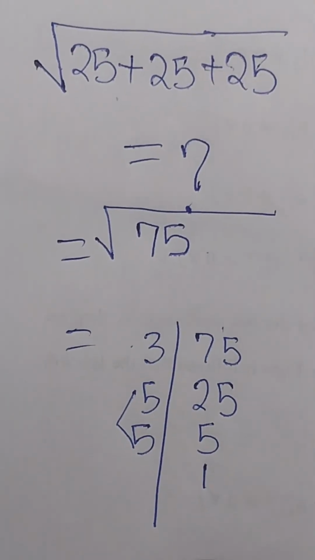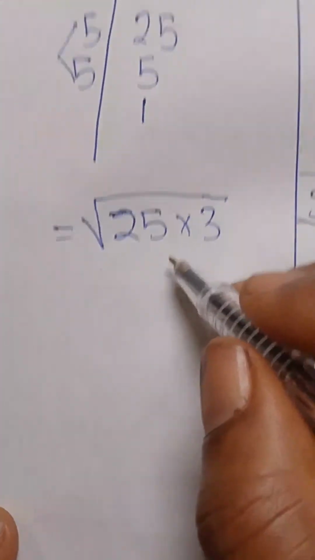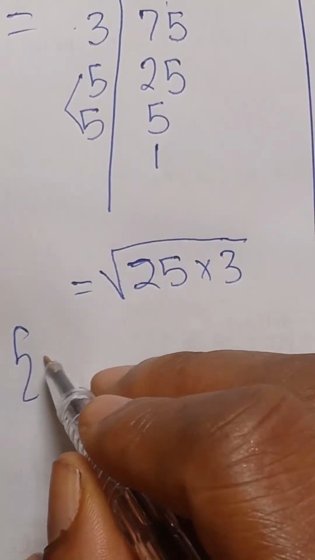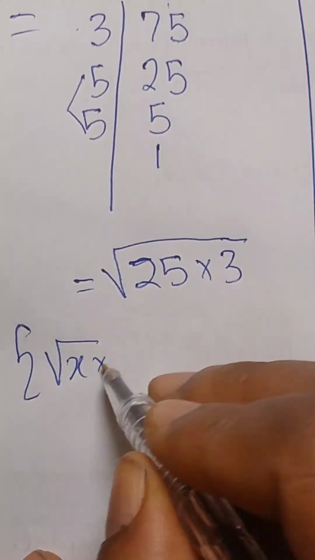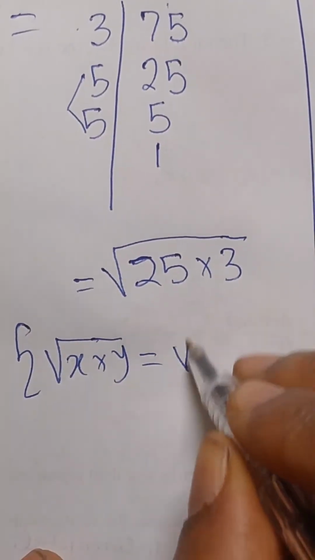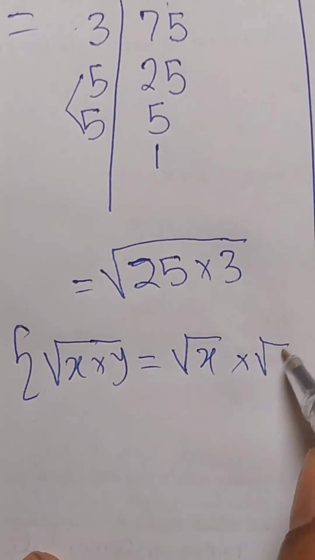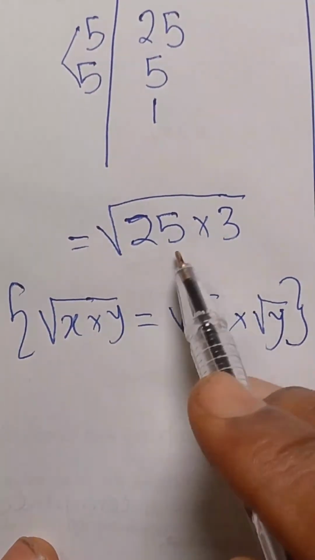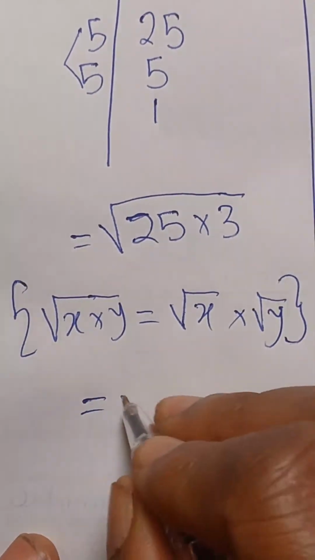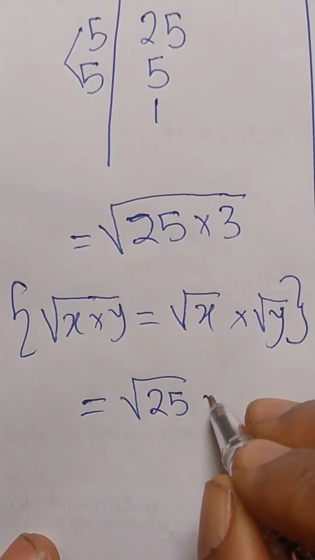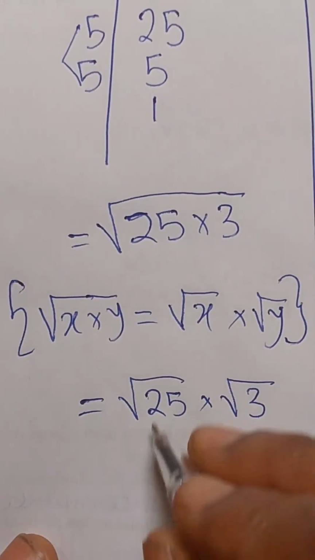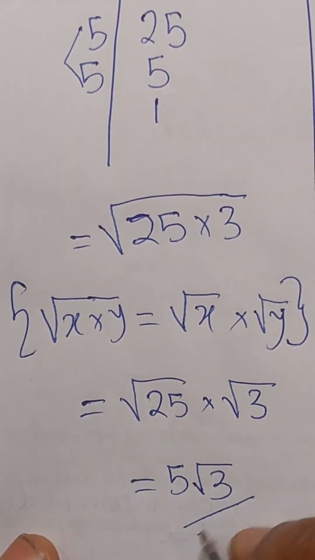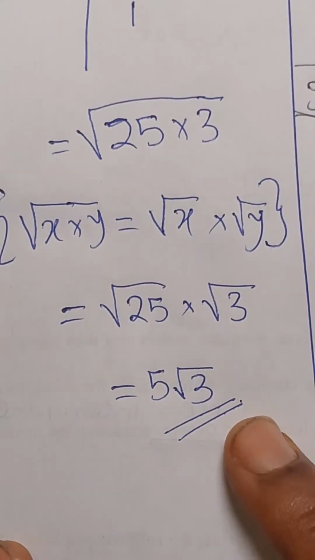Now, as we have it, you can apply the law of radicals that says that the square root of x multiplied by y is equal to the square root of x multiplied by the square root of y. Here we have these two numbers, so it's going to give us the square root of 25 multiplied by the square root of 3. The square root of 25 is 5, then multiplied by root 3. The answer is 5 root 3.